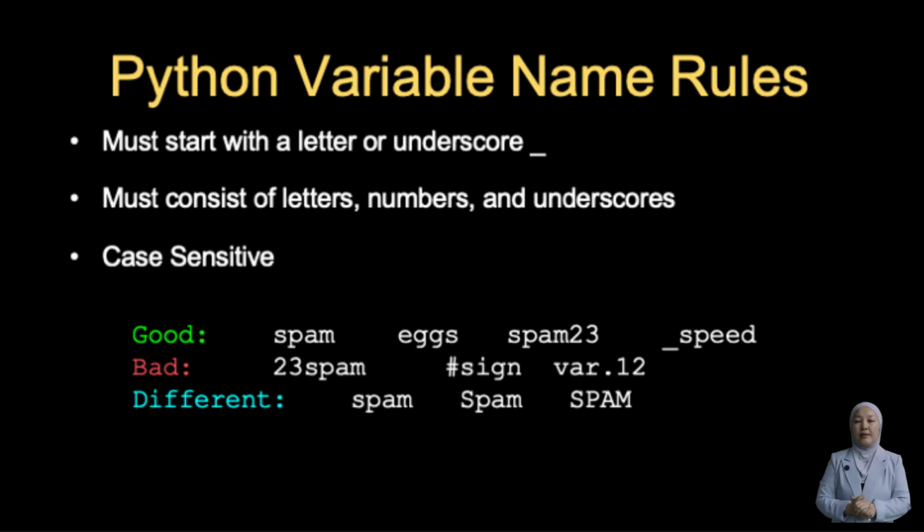Since you get to choose names, Python has some simple but strict rules. A variable name must start with a letter or an underscore. After that, it can only contain letters, numbers, and underscores. So spam23 and _speed are valid. 23spam, #sign, and var.12 are invalid. Also, Python is case sensitive. This means spam, Spam, and SPAM are three completely different variable names. Adhering to these rules is non-negotiable. Breaking them causes a syntax error.